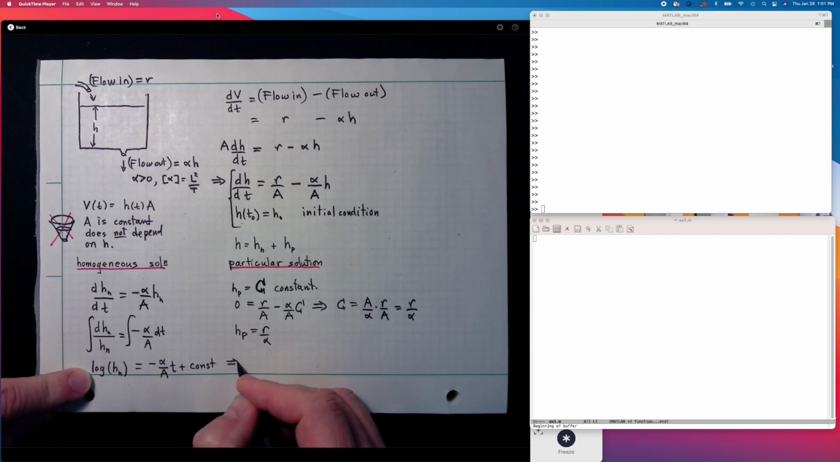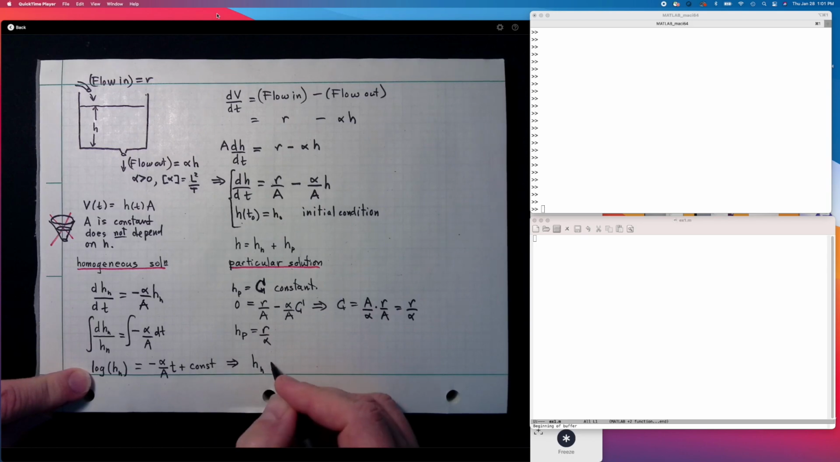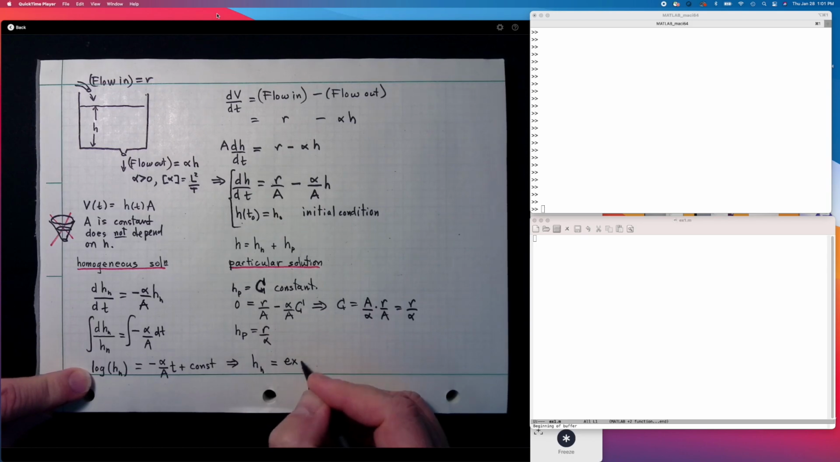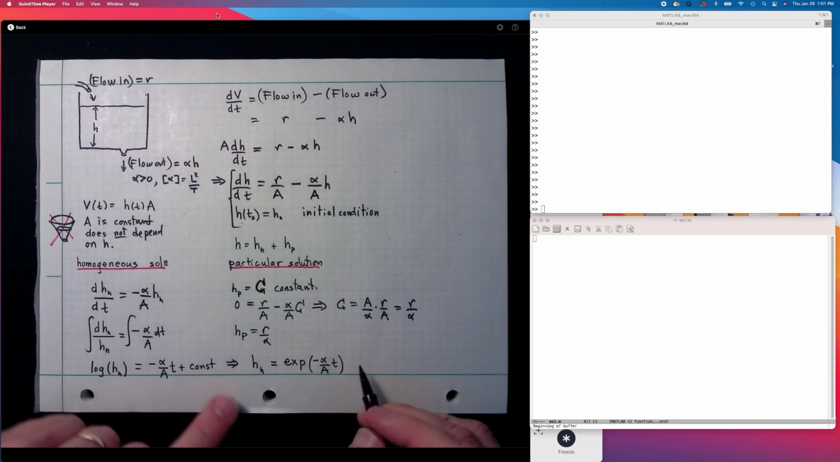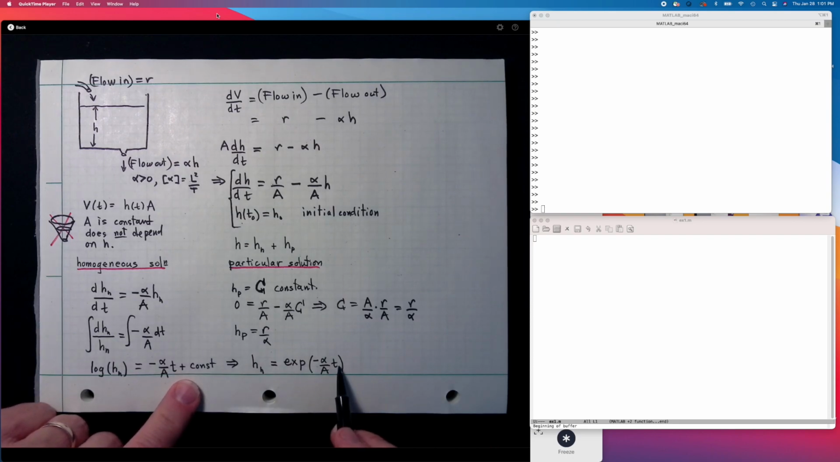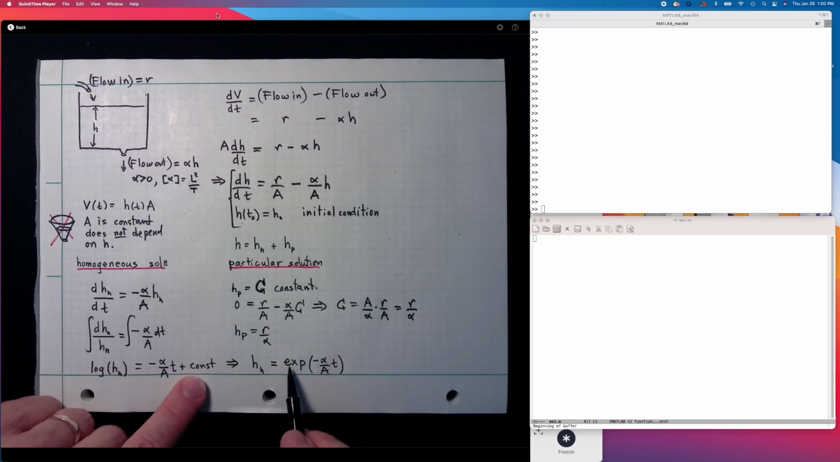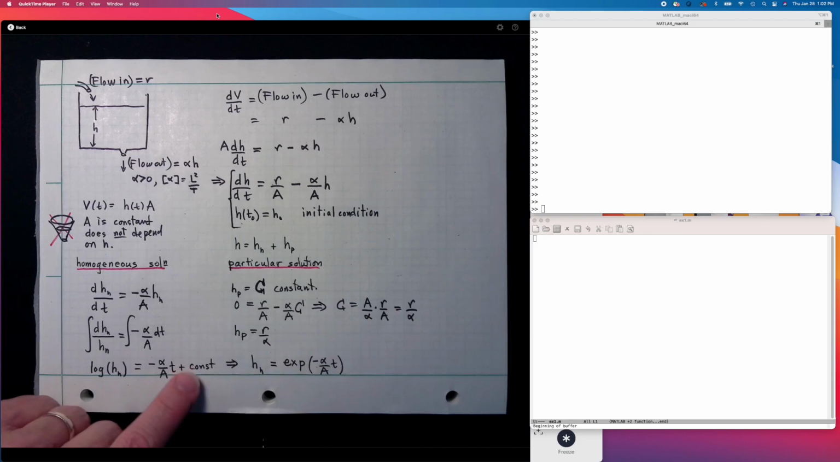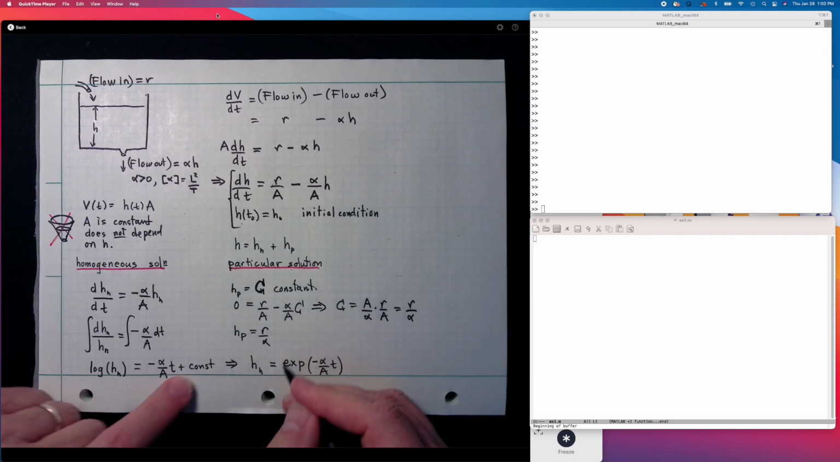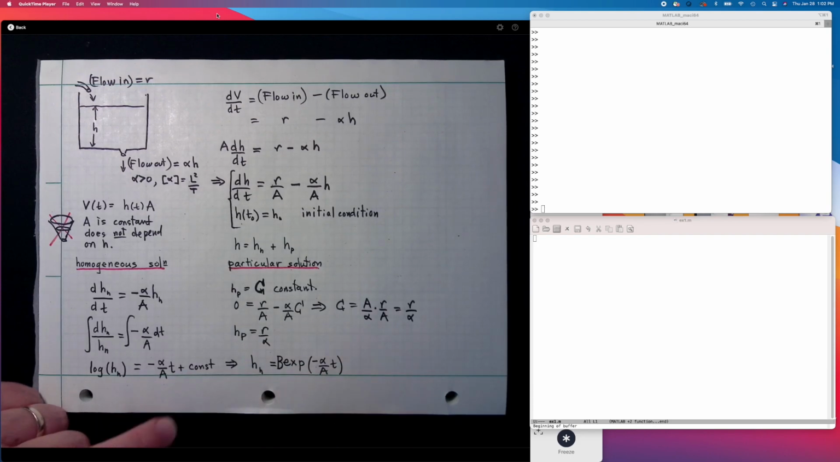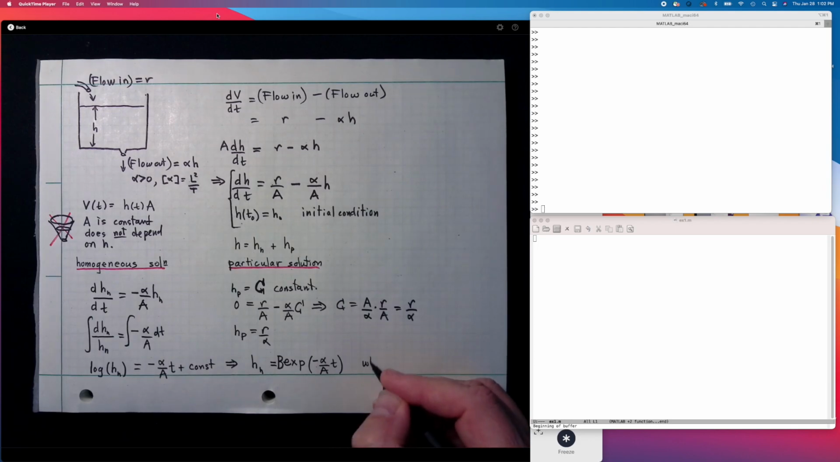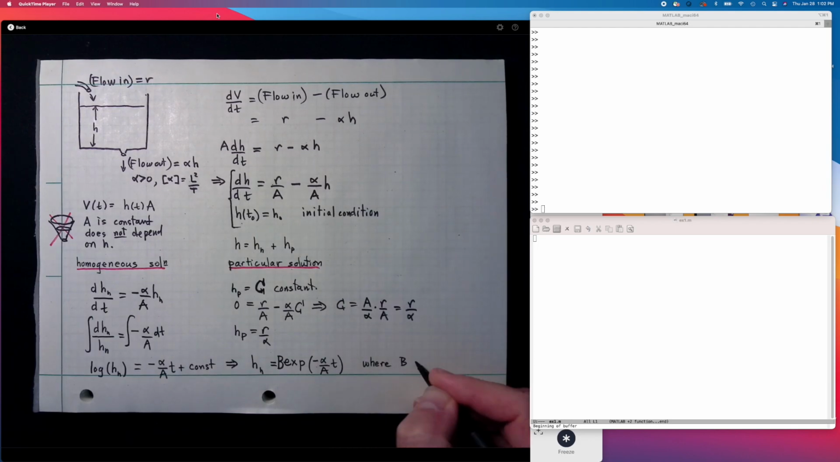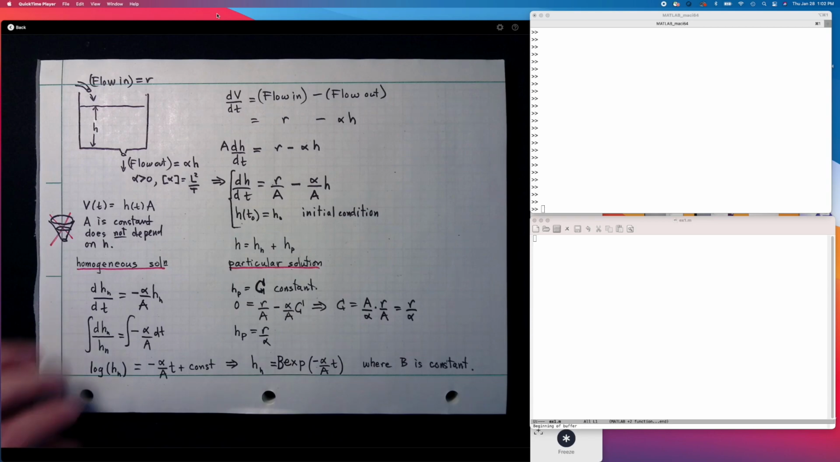This will give us h_homogeneous is equal to the exponential of minus alpha over a t times, if I exponentiate, I could have plus the constant, but the exponential of a plus b is the exponential of a times the exponential of b, and the exponential of a constant is just another constant, which I can put out front here, b. So this b is a constant, and it remains to be determined using the initial condition. So let's solve for what b shall be now.